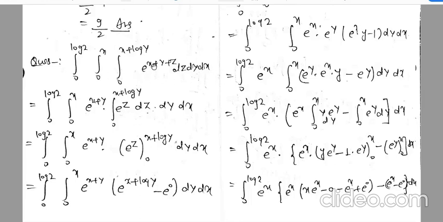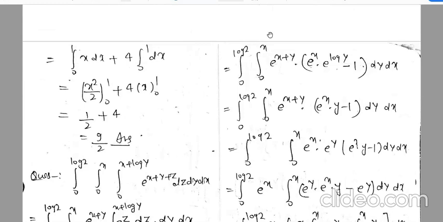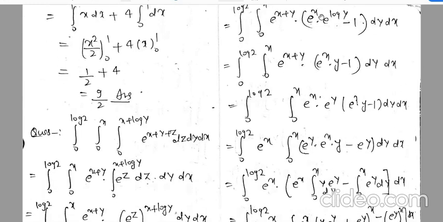So e to the power x plus y, you can write it outside, and e to the power z integration with respect to z, so 0 to x plus log y, and the same as it is for e to the power z, and 0 to log 2, 0 to x, e to the power x plus y. Apply the limit here, so upper limit minus lower limit, dy dx, right? Now 0 to log 2, 0 to x, e to the power x plus y. You can write this equation as e to the power x plus y into e to the power x into e to the power log y minus 1, e to the power 0 value is 1, dy dx.